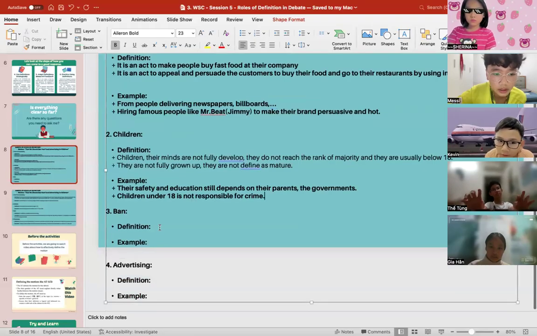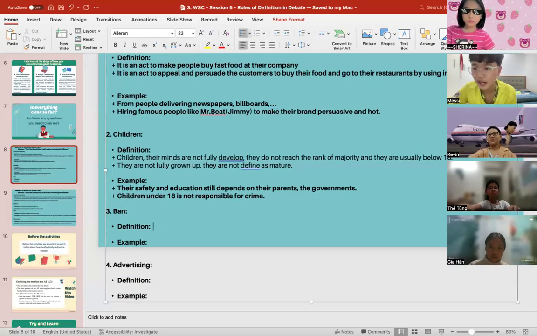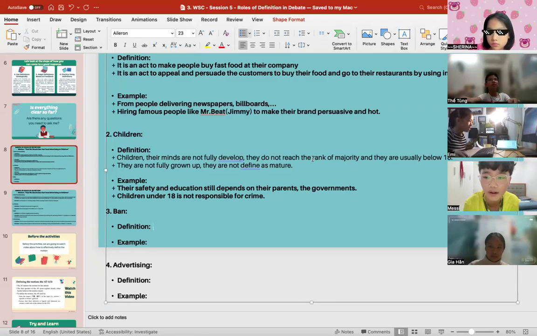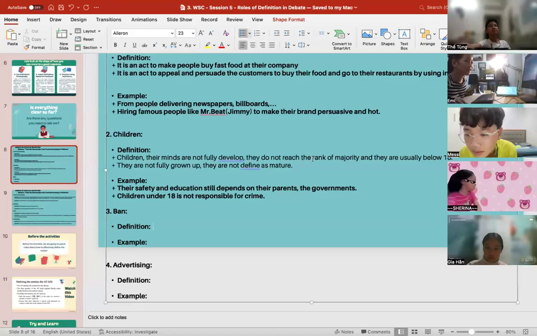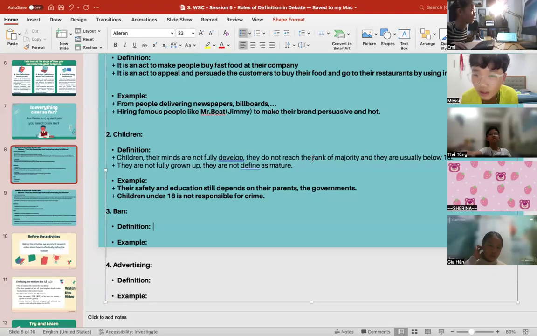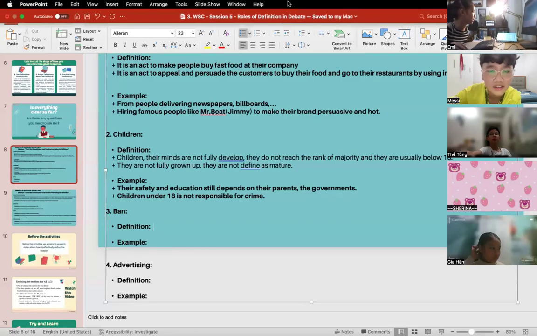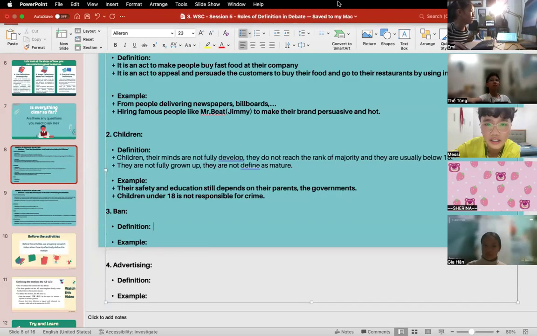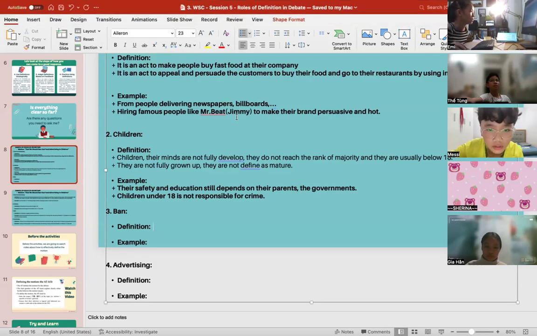And for the word ban, this word is easy. Does anyone want to give their definition of the word ban? Emmy, I told you on the chat already. Wait, I just can't turn on the chat box. Okay. Oh, Kevin, you sent your entire speech.